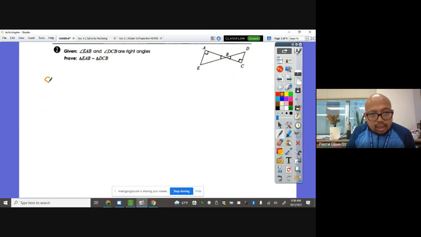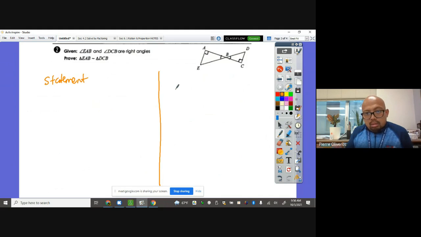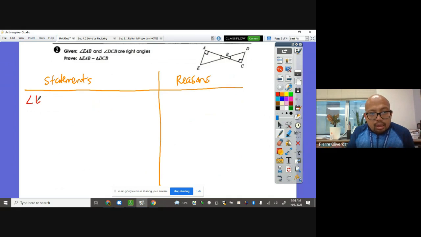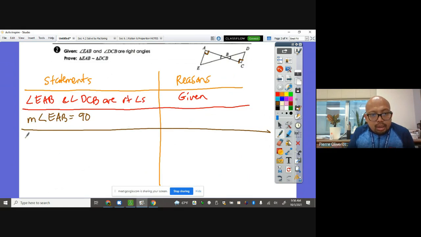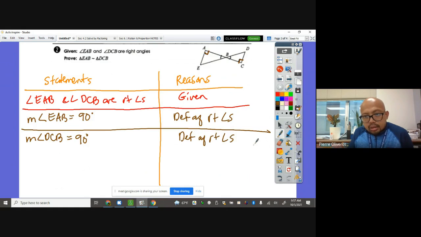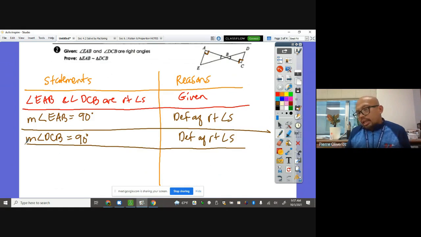Let's go ahead now. First, the statements and our reasons. Our first statement is always the given: angle EAB and angle DCB are right angles. That's given. The next one: what do you know now if they're right angles? The measure of angle EAB is equal to 90, and the measure of angle DCB is equal to 90 degrees. Why? Definition of right angles. If they're right angles, then their measure is 90 degrees, right?